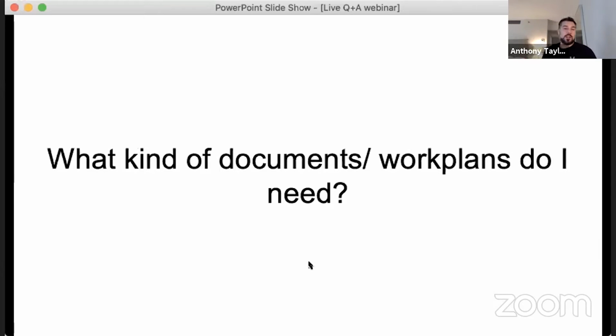This is a really fun question, actually. So, what kind of documents, work plans do I need? This varies by organization. You might have been in a position where somebody's delegated you a strategic plan and you're saying, well, okay, I need to do something. They want some sort of deliverable.